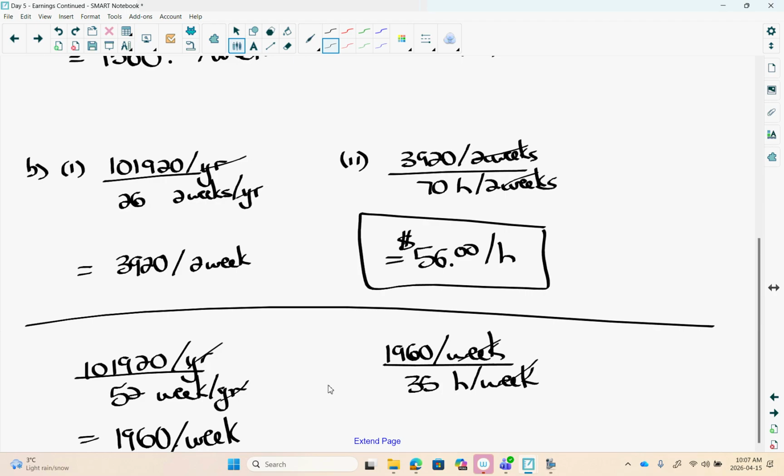Any guesses? 56. So it might make more sense for you to do it that way because this kind of looks sloppy. The answer is $56 an hour. Either way you cut it.